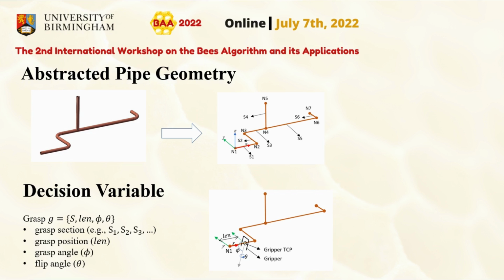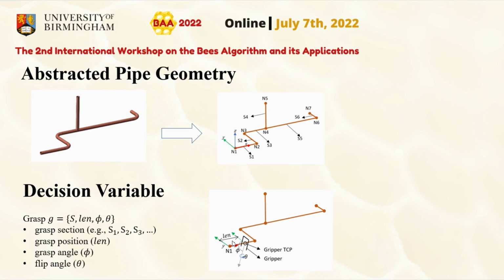Although a general grasp pose requires 6 degrees of freedom, in our case, we can use only 4 parameters to represent the grasp. The first parameter is the grasp section, for example, S1, S2, and S3. This one parameter actually defines 2 position variables, and we only need 1 additional variable to fully define the grasp location, which is the length between the start of the pipe section and the actual grasp location.